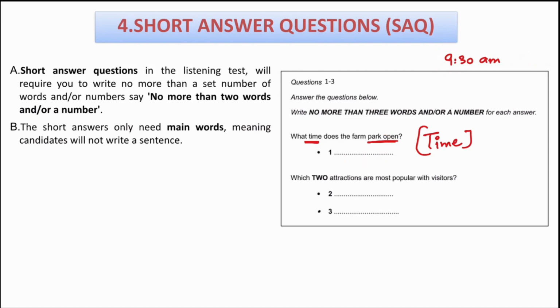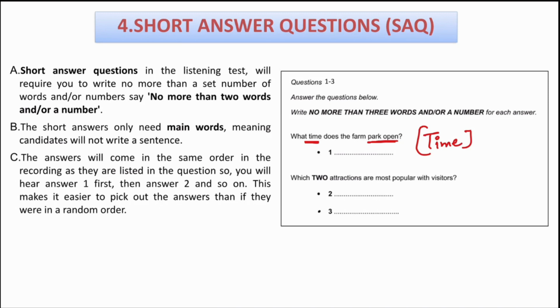Then comes the next strategy, which is called the answers will come in the same order. That means you will listen to this in a sequence order only. You will listen to answer number 1 first, then second, then third and so on. If the answers were in a random order, it would definitely create confusion in the minds of people. So that's why the examiner will not trick you that much. The answers will follow the same order. It will become easy to find the answers then.